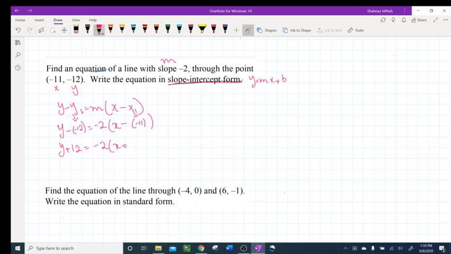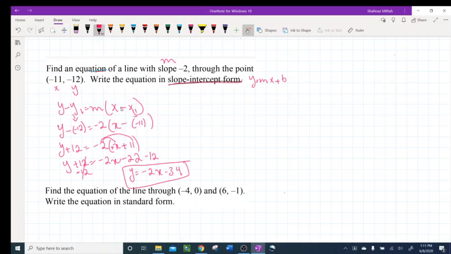-2 times x plus 11. I'm going to make it like they said, write the equation in y equals mx plus b form, so I have to get the y by itself. Before I get the y by itself, I have to do the distributive property, -2x and -22. I multiplied signs, negative times positive is negative, and I multiply the terms. Then you subtract 12 on both sides, and I got y equals -2x, and that will give me -34. So this is my equation in slope-intercept form.